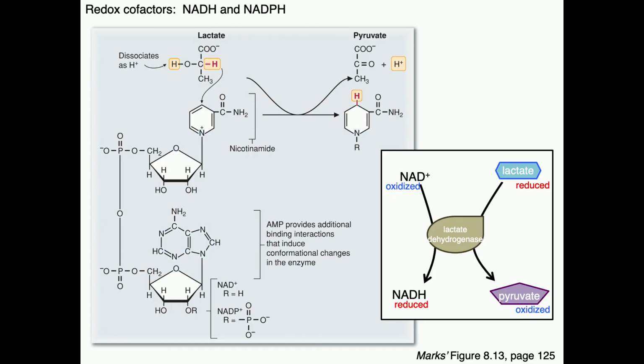Then this reduced form can be oxidized in another reaction. For example, complex 1 of the electron transport chain is NADH oxidase, and that can reverse the reaction, take those electrons off, and restore the oxidized form. Make sense? Okay.